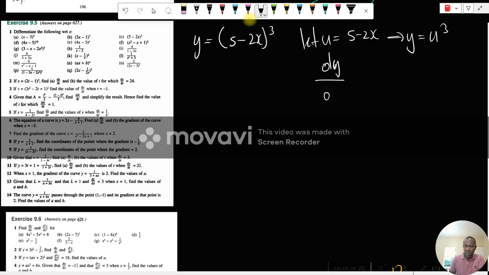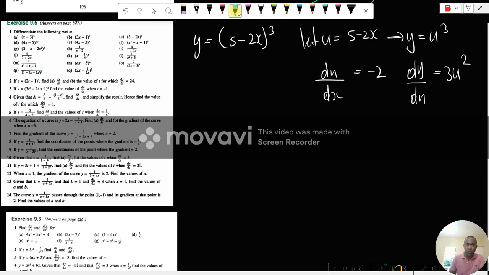So du by dx, sorry, this should be du by dx, is equal to minus 2. 5 is a constant, the power of x there is 1, the coefficient is minus 2. So du by dx is equal to minus 2. Right? Now, over here, we can say that dy by du equals 3u squared. Again, we bring the power down, multiply by the power, and reduce the power by 1. So dy by du equals 3u squared.